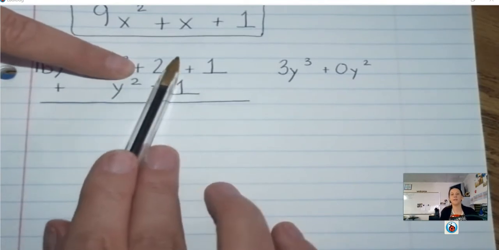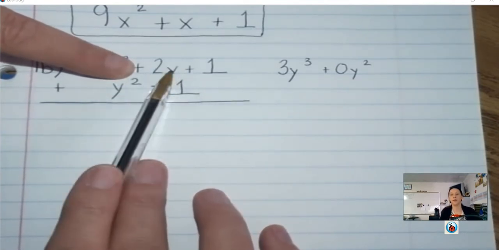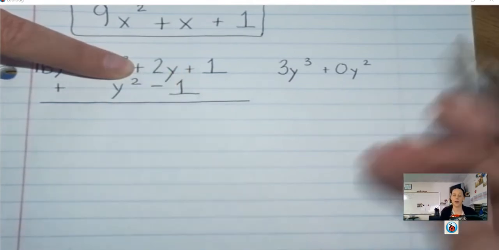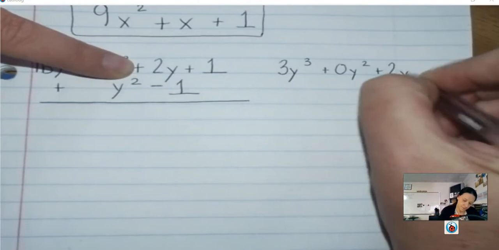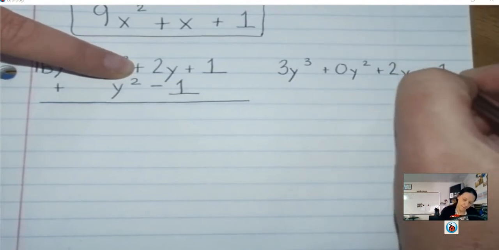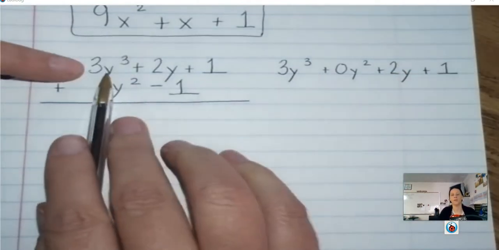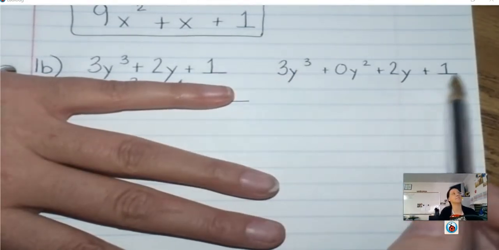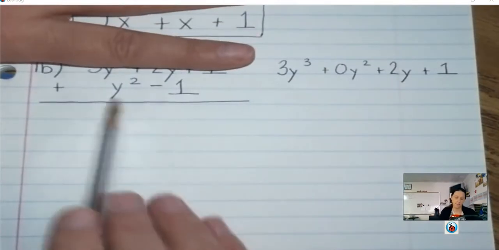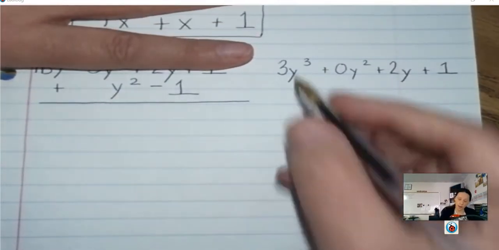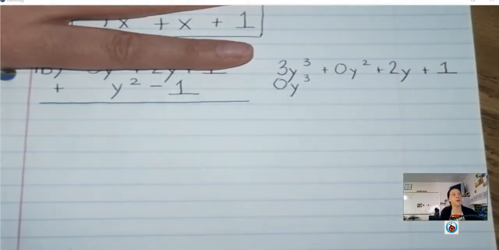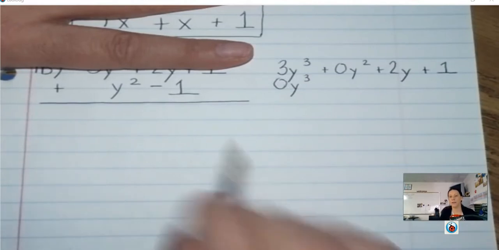Then my next degree is a degree of 1. So a letter that has no exponent really has the exponent of 1. So I have 2 y's. And I have a plus 1. So 3y cubed plus 2y plus 1 is the same as this. The bottom one, there's no y cubes. So if you want to put in a placeholder of that there's 0 of them, you can. You don't need to. Most of you could probably do this in your head and not write that part down.